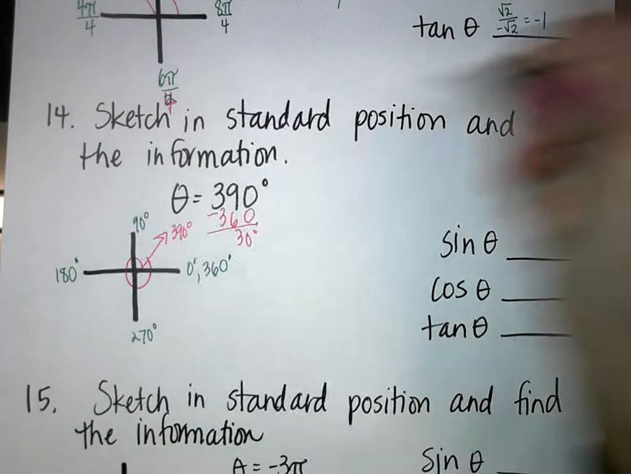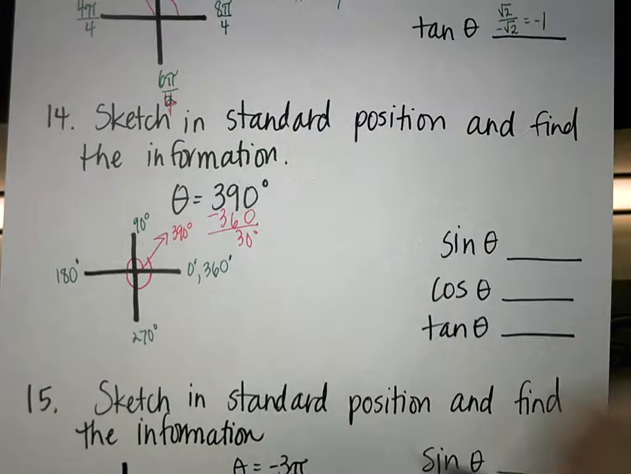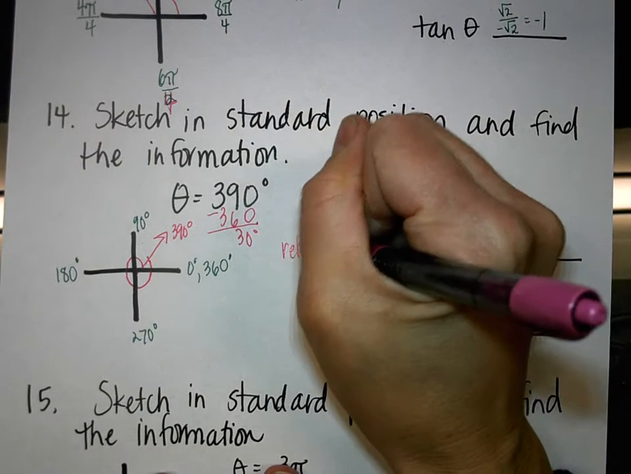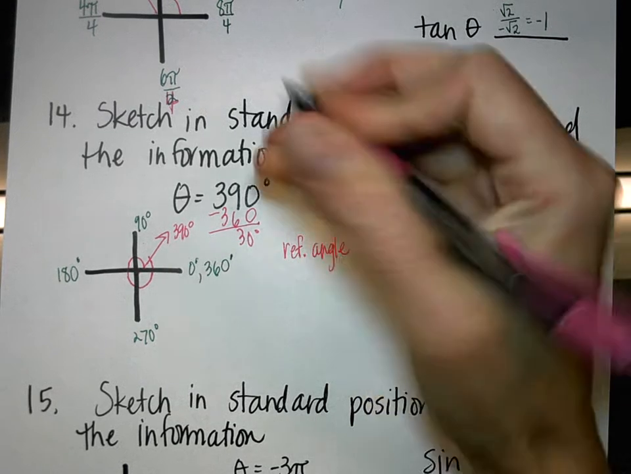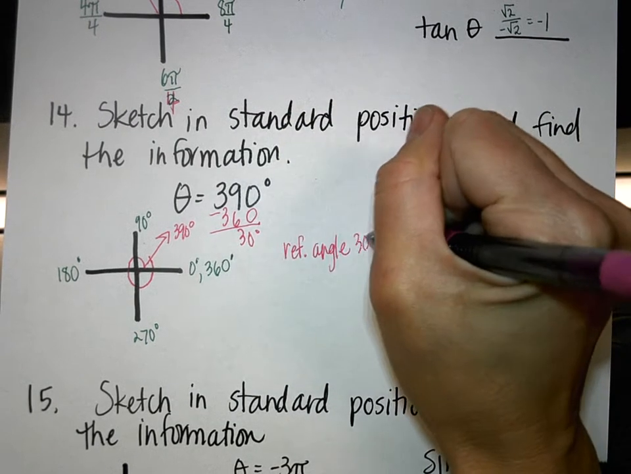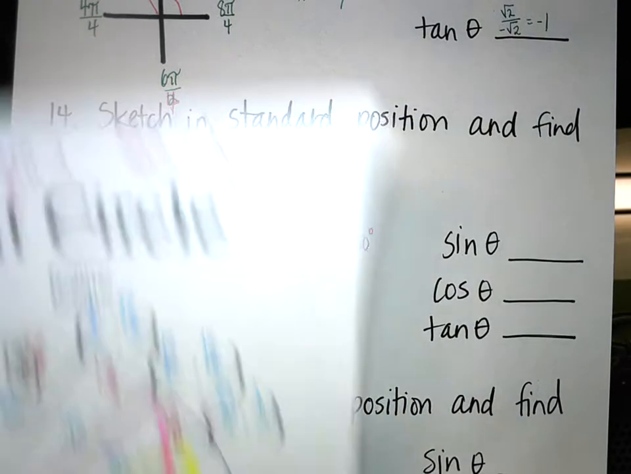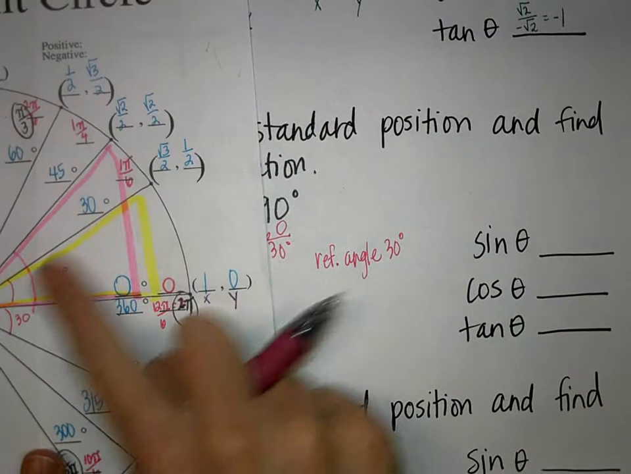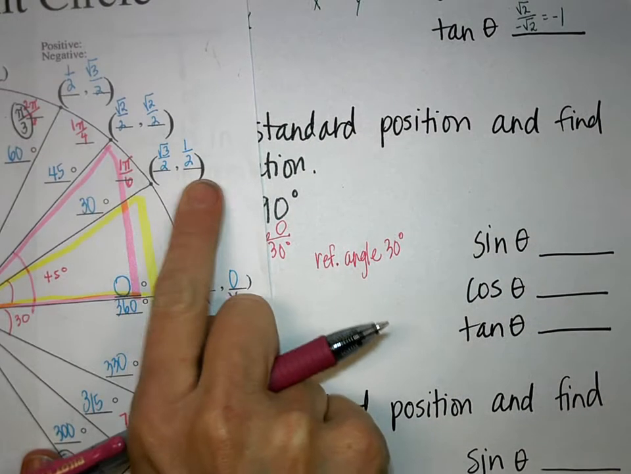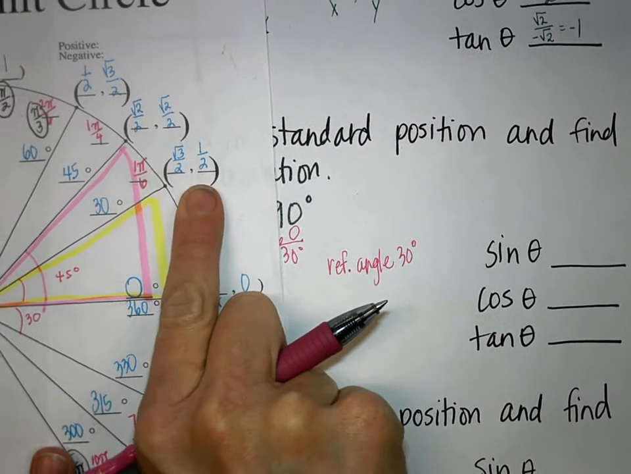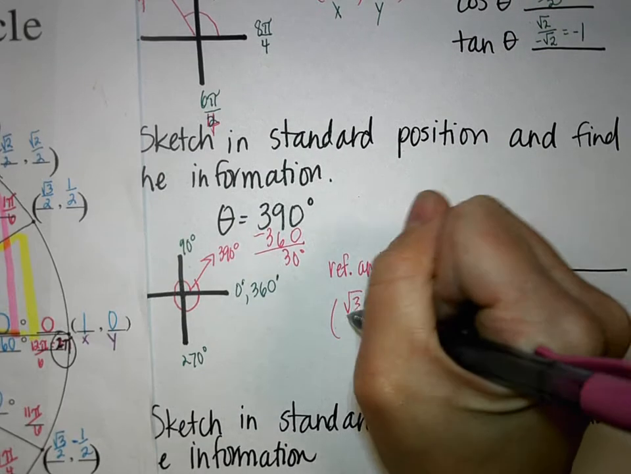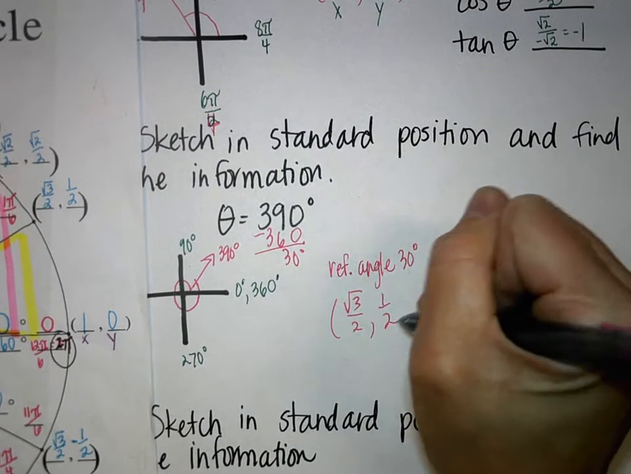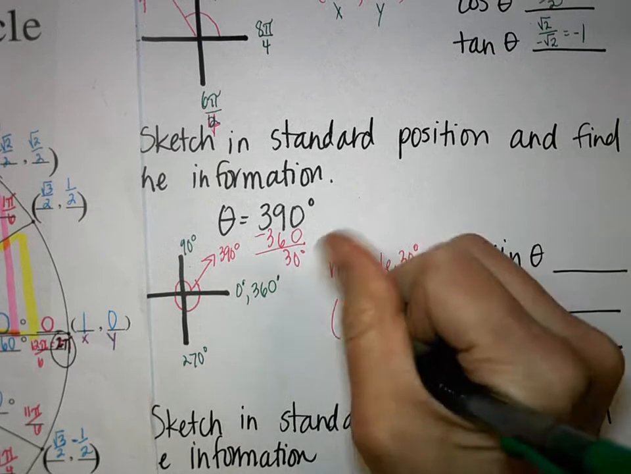It's important, though, to know what your reference angle is for looking on the unit circle. And so our reference angle at this point, we already found, was 30 degrees. On your unit circle, 30 degrees is right here, and that ordered pair at 30 degrees is root 3 over 2, 1/2. This is our x and our y.